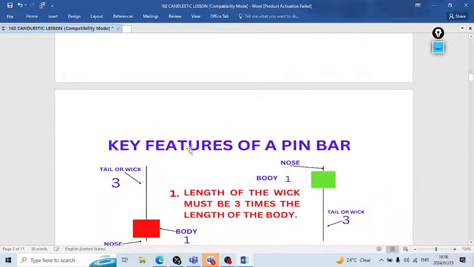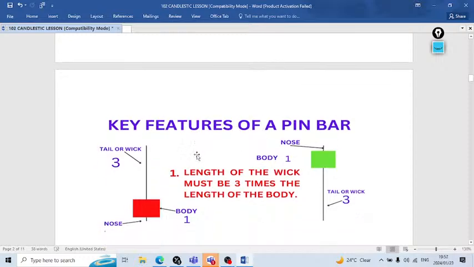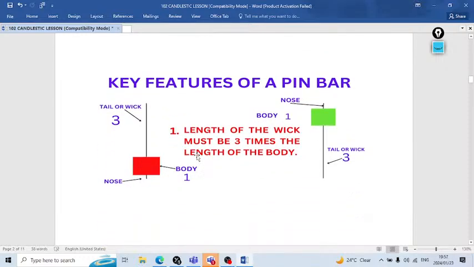What are the key features that a candle needs to have for it to be called a pin bar? What are the characteristics or features that the candle needs to have? Because sometimes we also have what we call a doji candle. It also looks similar to a pin bar, but it's not like a pin bar.